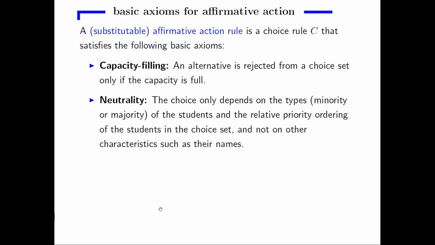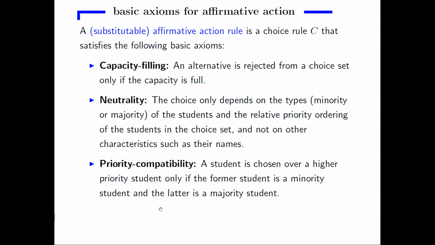Neutrality, the usual neutrality notion: the choice should only depend on the types, namely whether you are a minority or a majority, and the relative priority ordering in the choice set, but not on other characteristics such as the names.